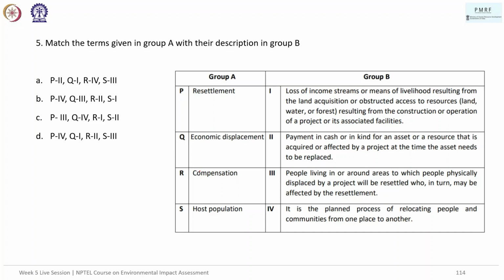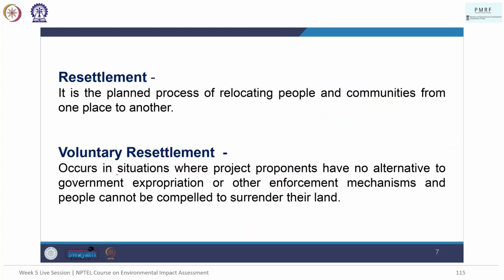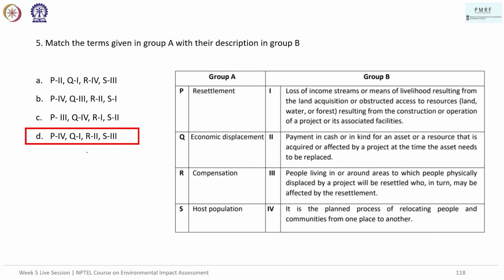Match the terms given in Group A with their description in Group B. So three of these we actually saw already. Right? We have resettlement, economic displacement, compensation, and host population. Let me just go ahead and give compensation. We already saw compensation is when we pay in cash or kind. Host population is the people who are living around areas where resettlement is being done. Economic displacement is when people lose their income streams, or their livelihood. Q is one. And resettlement is a planned process of relocating people and communities from one place to another. So the answer is D.